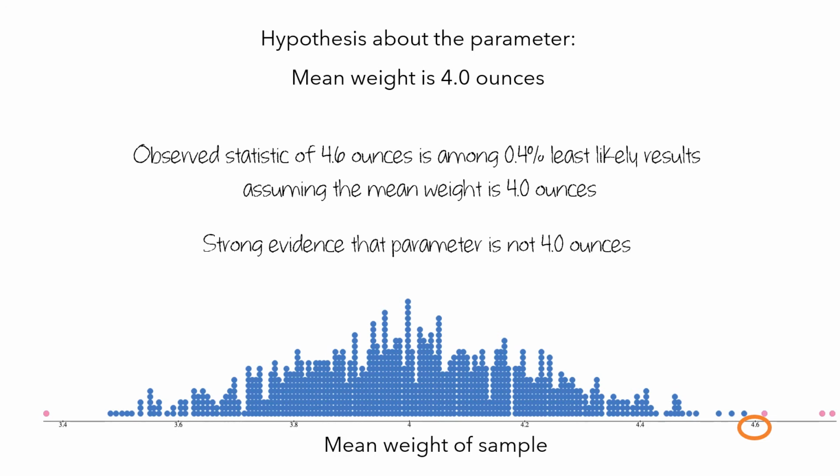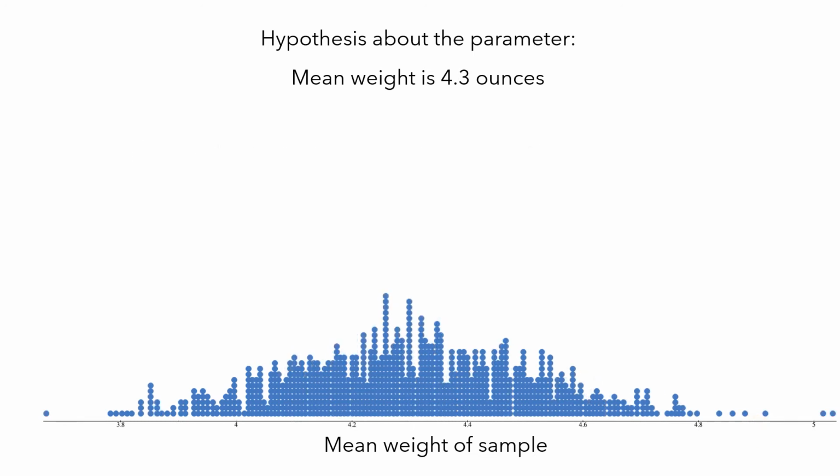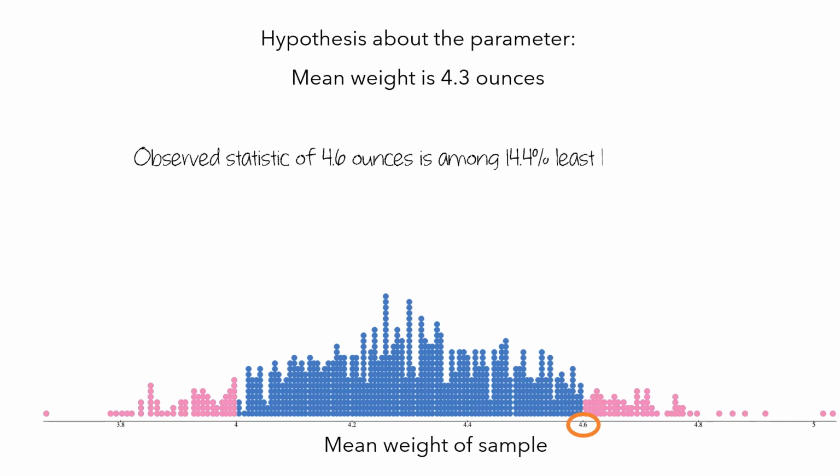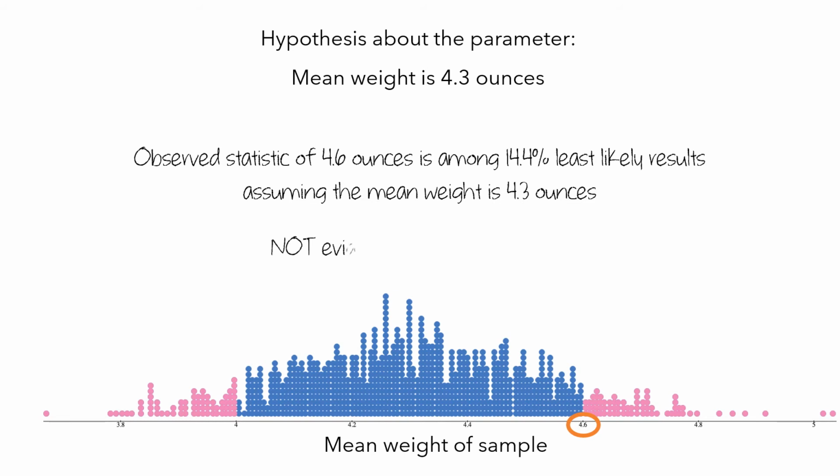Let's try another parameter value, this time of 4.3. We'll skip over the simulation and look at the resulting sampling distribution. Here is a dot plot showing the distribution of mean weights. Now, what we need to do is find the probability of getting the observed statistic. The observed statistic was 4.6, and this observed statistic is among the 14.4% least likely results, assuming the mean weight is 4.3 ounces. So the observed statistic is not evidence against the hypothesis.